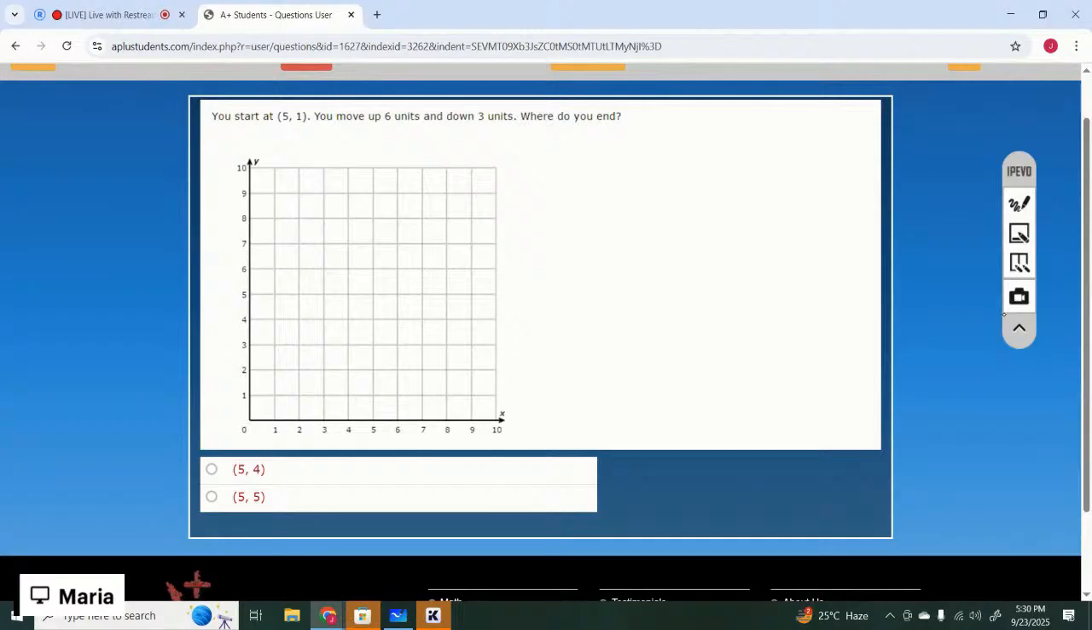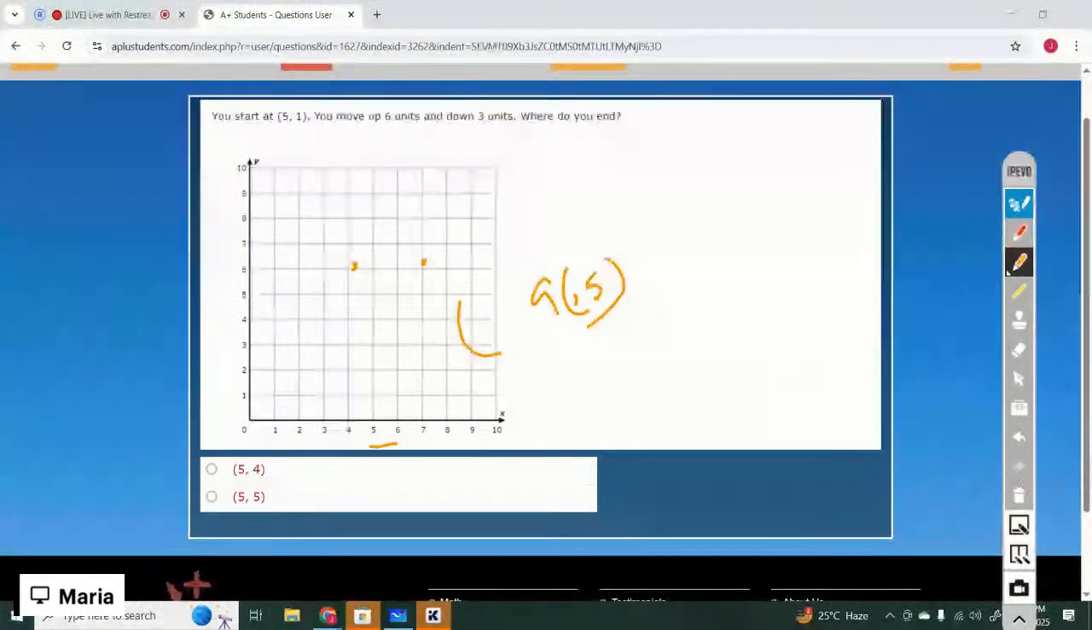You start at (5, 1). You move up 6 units and down 3 units. Where do you end? X is 5, Y is 1. So you started from here. Move up 6 units.